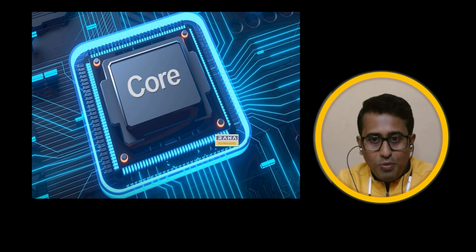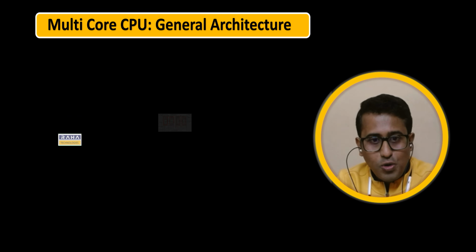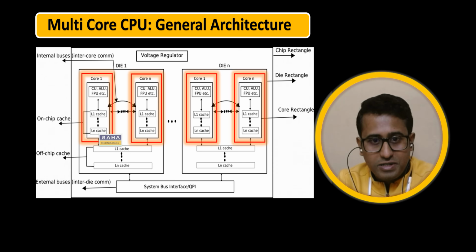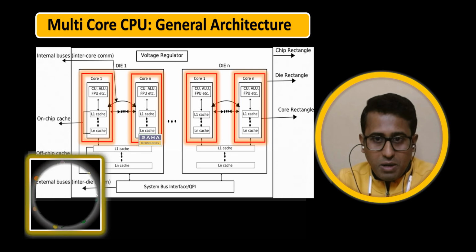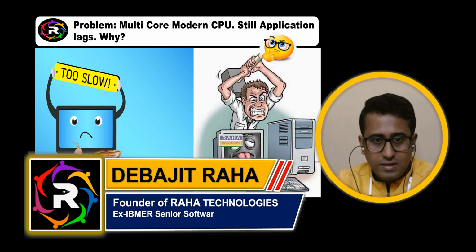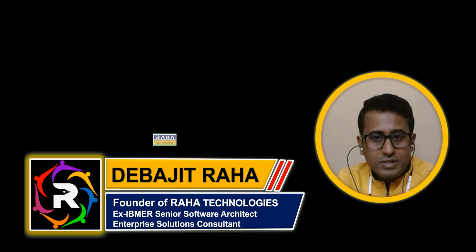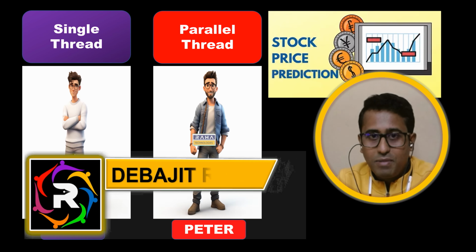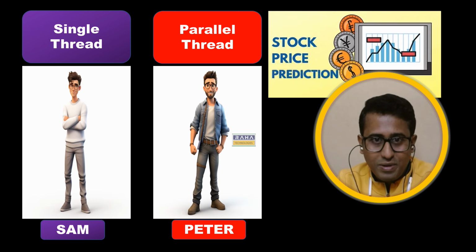You have a powerful multi-core CPU, yet your program struggles to process data. We are unlocking the secret to Java parallelism and how it can make your code 10x faster. There is a story: two developers, single-threaded Sam and multi-threaded parallel programmer Peter.